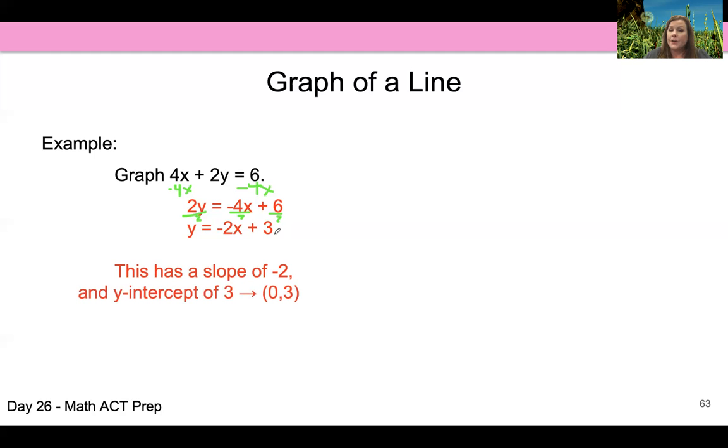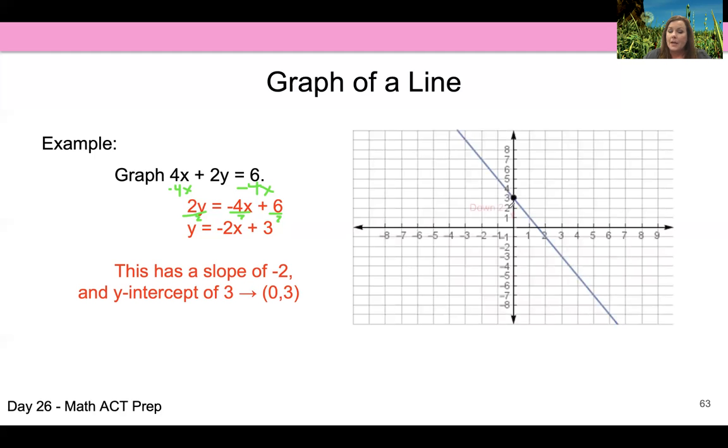And you can see here on the graph, here is (0, 3). And I can go down 2 and over 1. There's my second point, and you draw a line. And that's your first postulate in geometry: through any 2 points, there's exactly one line, so we have to have 2 points. We have to have 2.